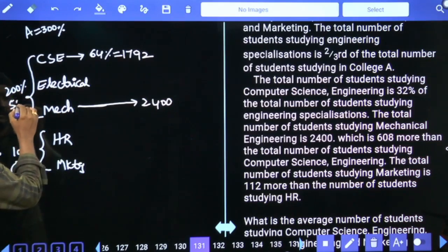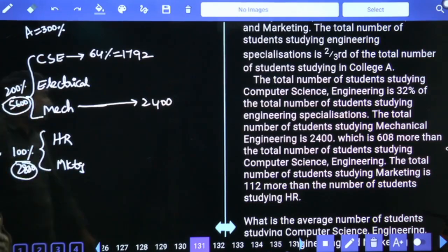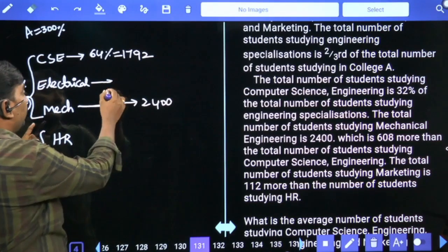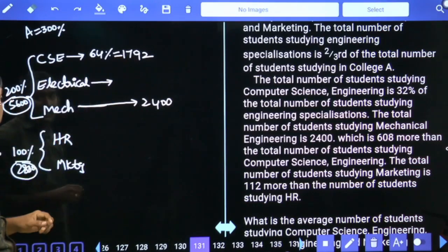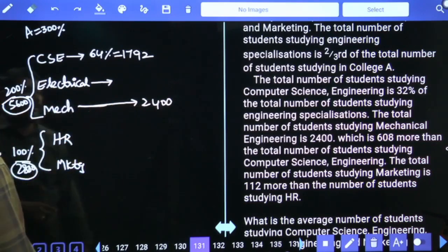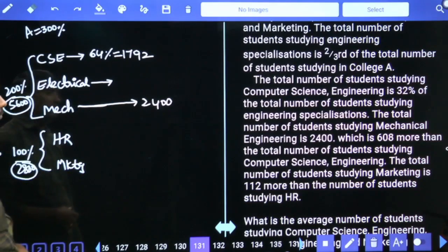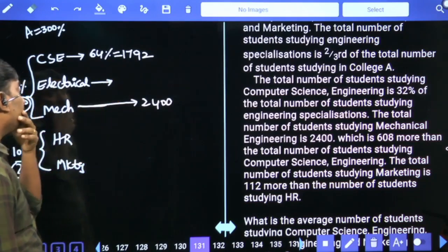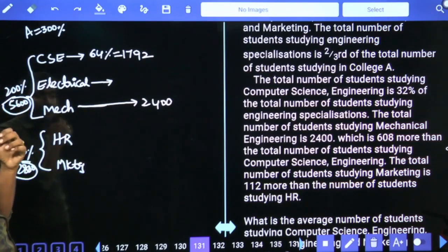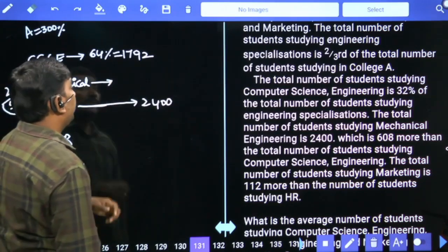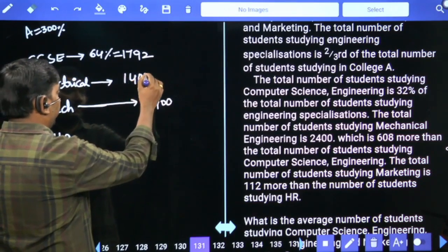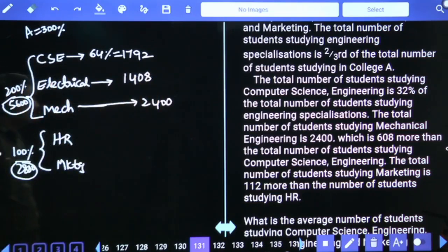This is 5600. Out of 5600, already 2400 is over, 1792 is over, so remaining belongs to electrical. 56 minus 24 means 3200. 3200 minus 1792 means 1408. 1408 is electrical. All these three courses together 5600.